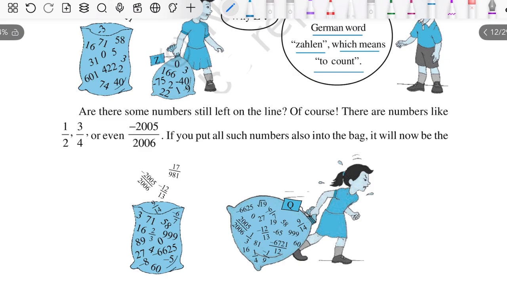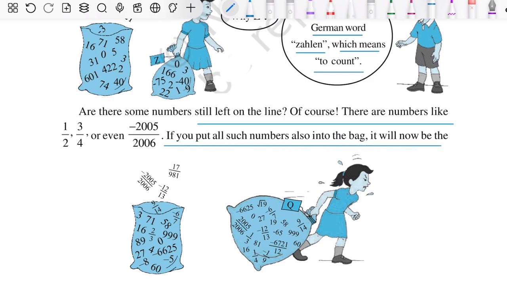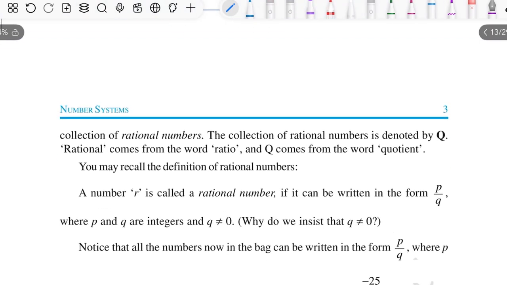Are there some numbers still left on the line? Of course, there are numbers like 1 by 2, 3 by 4 or even minus 2005 by 2006. If you put all such numbers also into the bag, it will now be the collection of rational numbers. The collection of rational numbers is denoted by Q. Rational comes from the word ratio and Q comes from the word quotient.